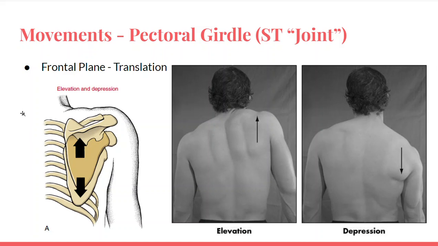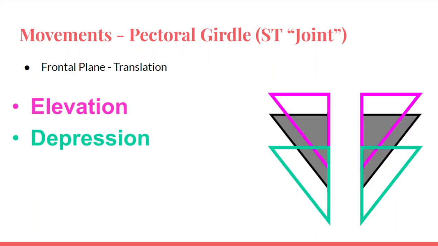We also have frontal plane translation: elevation, so your scapula moving up like this, and depression. Again, that's kind of like shrugging your shoulders or your shoulder complex. In a drawing, again, gray is neutral, elevation is in pink, you're moving your scapula up, or green, you are depressing or moving your scapula down.